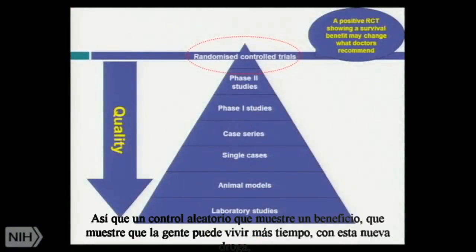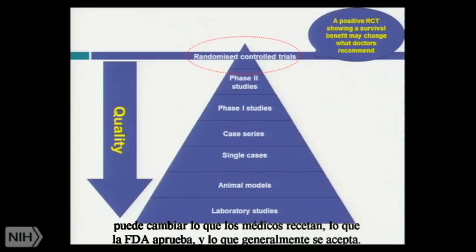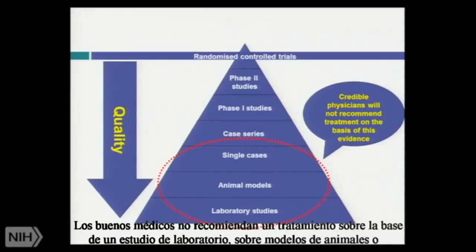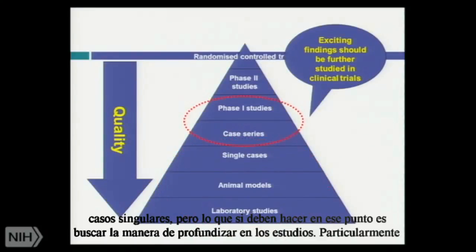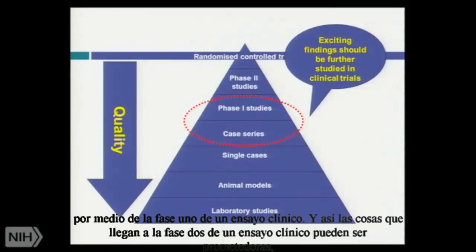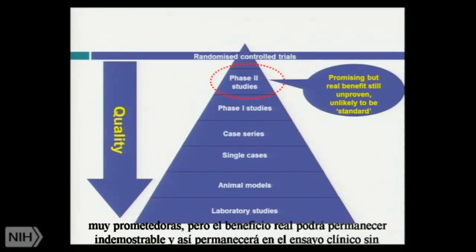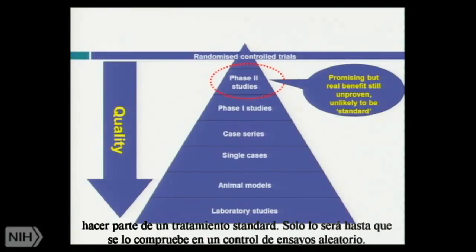So a positive randomised controlled trial showing a benefit, showing that people live longer when they're on the new drug, may change what doctors recommend, may change what the FDA approves and what is generally reimbursed. Credible physicians will not recommend treatment on the basis of laboratory studies, animal models or single cases. But what they should be doing at that point is looking at ways to further study that information, particularly through phase 1 clinical trials. And then things that reach phase 2 clinical trials often are promising, extremely promising, but the real benefit remains unproven, and that's why they're often only available on the clinical trial, not as standard treatment, until they've been proven to work in a randomised controlled trial.